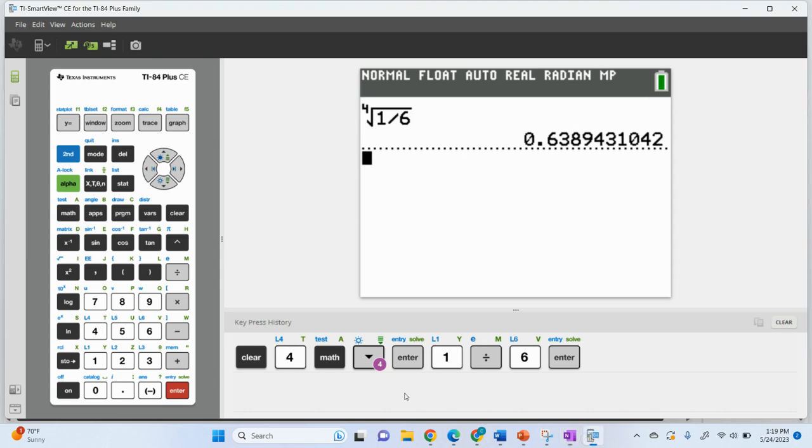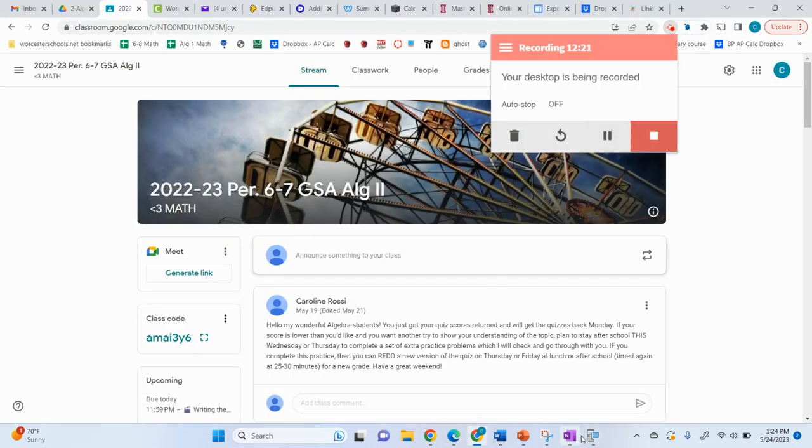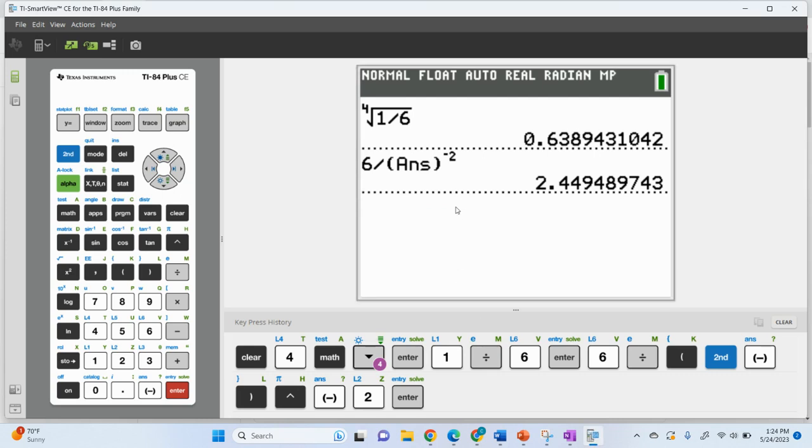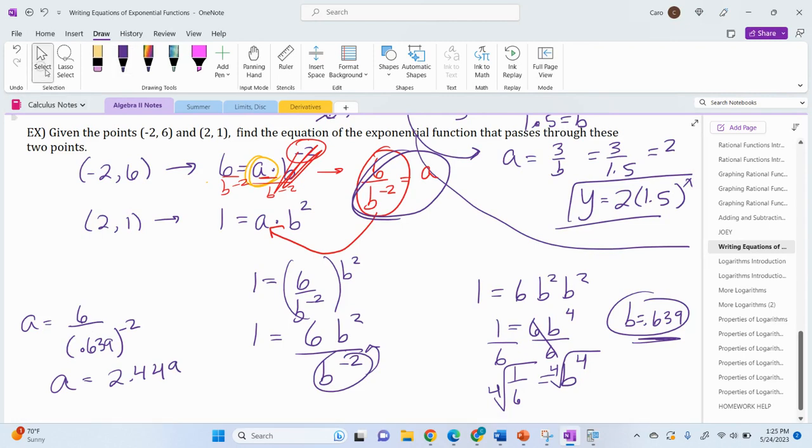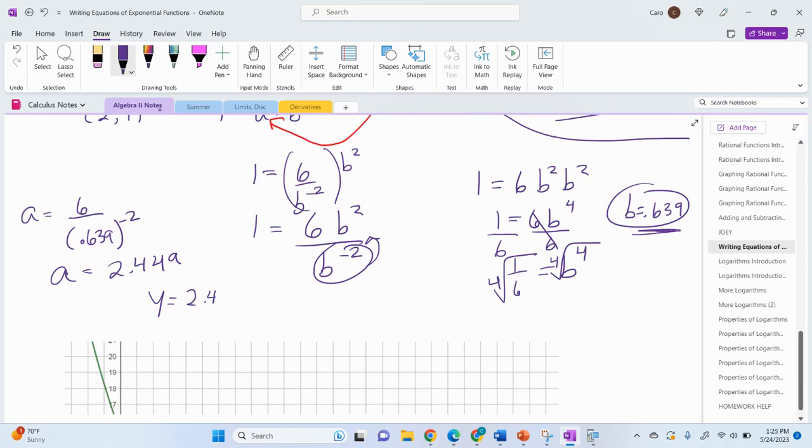When you do that on a calculator, I went on the graphing calculator and typed that in. So 6 divided by 0.639 to the negative 2 power. And our a value is 2.449. That's our initial value or our y-intercept. So your final equation, you're looking at 2.449 times 0.639 to the x.